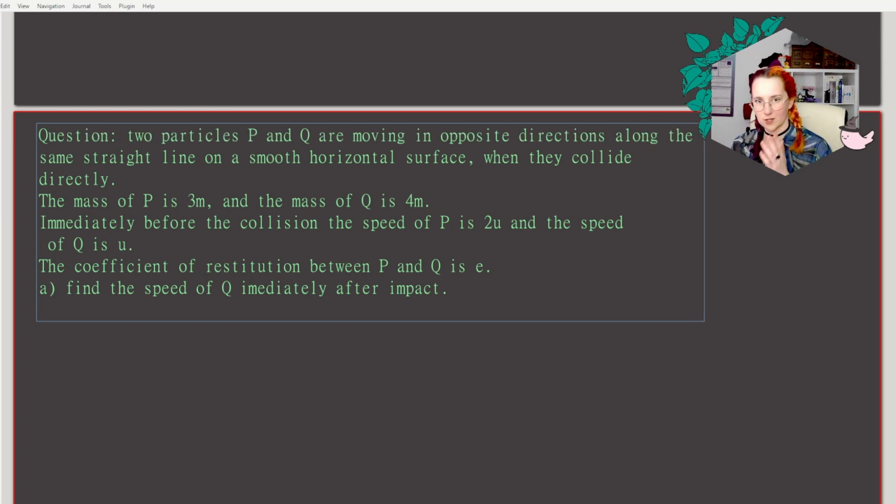Okay, so two particles P and Q moving in opposite directions along the same straight line on a smooth horizontal surface when they collide directly. A nice little trick that questions will use when they don't give you diagrams for this sort of thing is, secret trick question. I told you they were moving in opposite directions and I actually implied they were moving away from each other. However, I've said when they collide directly, implying they are moving towards each other. Mass of P is 3m and the mass of Q is 4m. Immediately before the collision, speed of P is 2u and the speed of Q is u. Coefficient of restitution between P and Q is e. Find the speed of Q immediately after impact.